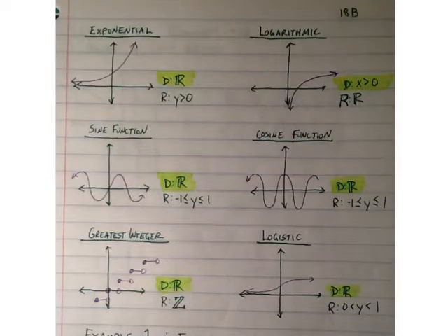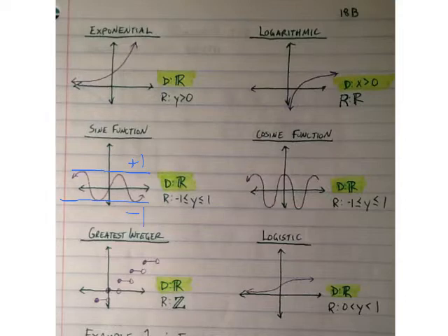When we look at the remaining 6 parent functions, you can see that the domain is all the x's exist, so all real numbers, but our range is limited to only positive values, so y is greater than 0. Our range for the sine function, it's actually trapped between positive 1 and negative 1.